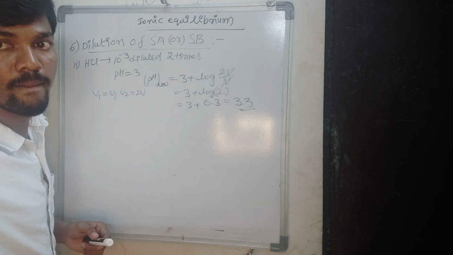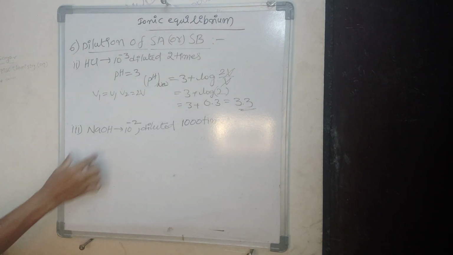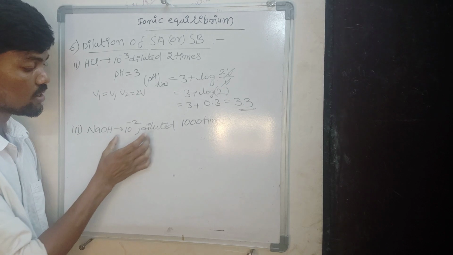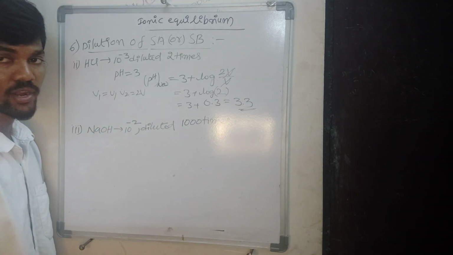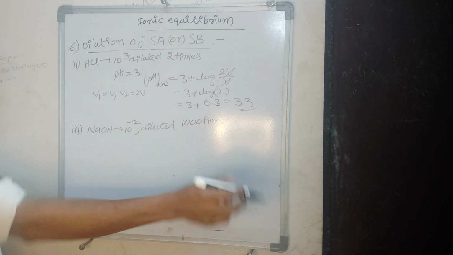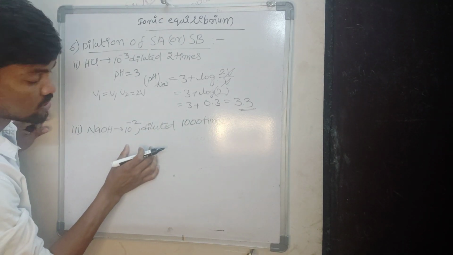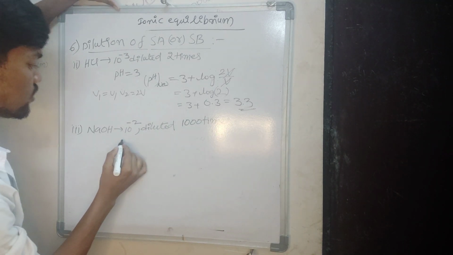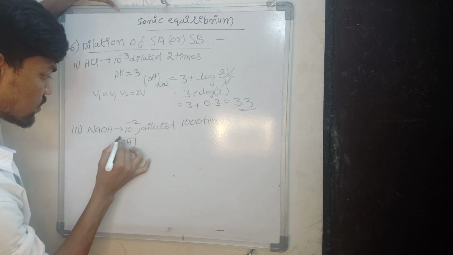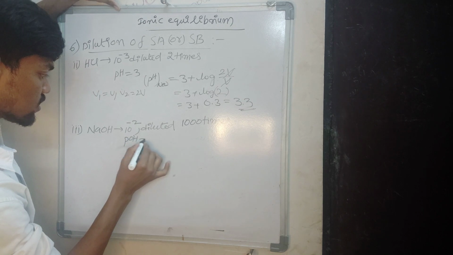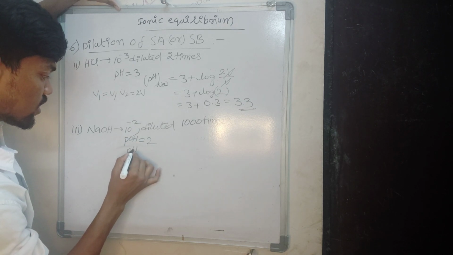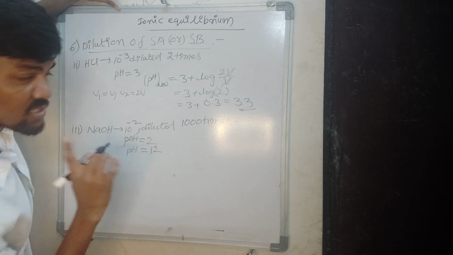Understand? Listen here, what happens? NaOH, a strong base, is given at 10 power minus 2, and dilution is 1000 times. How can you find it? We need the pH value for this. Here what can we get easily? The OH concentration gives pOH, which is 2. And how much is pH? The pH will be 12. Understand?